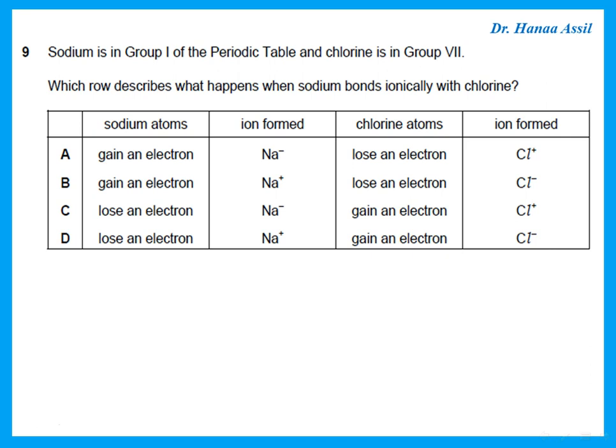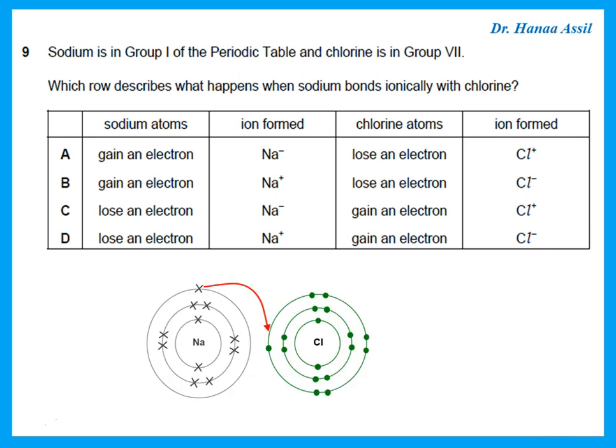Sodium is in group 1 of the periodic table. Chlorine is in group 7. I'm going to remind you that in all the exams, you will have a periodic table at the end of your exam. Which row describes what happens when sodium bonds ionically with chlorine?